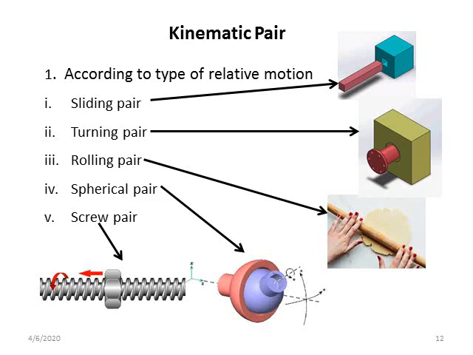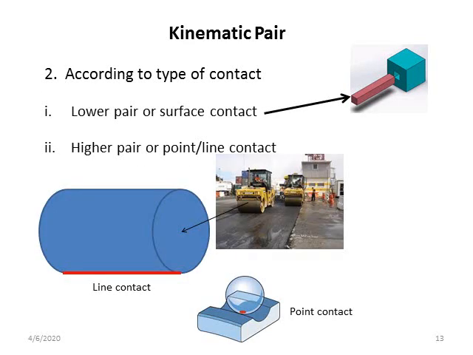So that's all for the relative motion. Let's move to the second part, where the classification is according to the type of contact. There are two types of contacts in the case of a kinematic pair. Number one is the lower pair, or surface contact. The second one is the higher pair, or point or line contact.